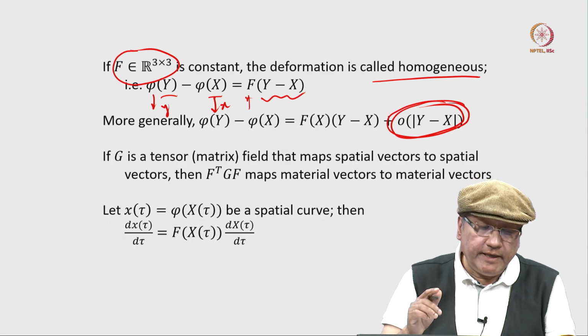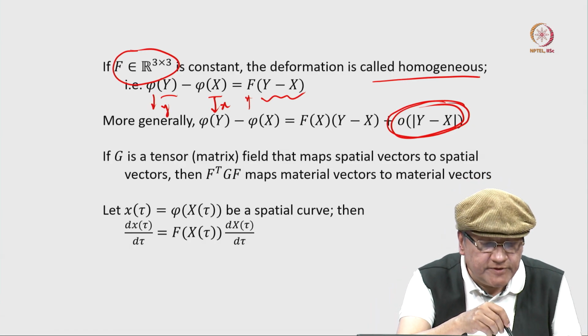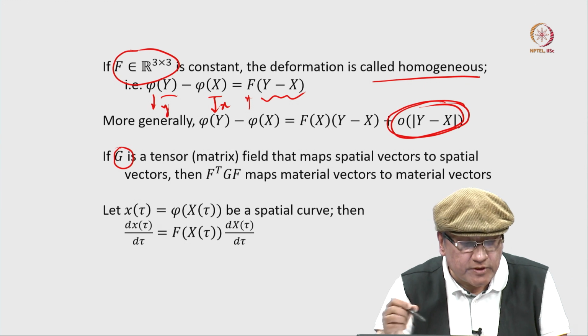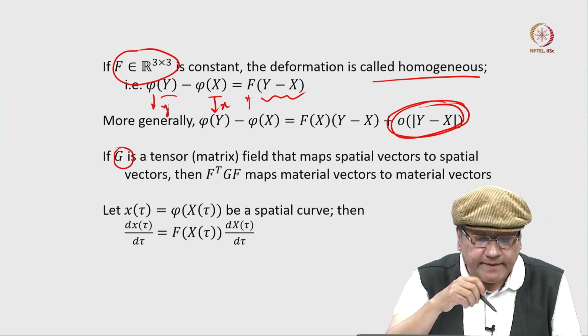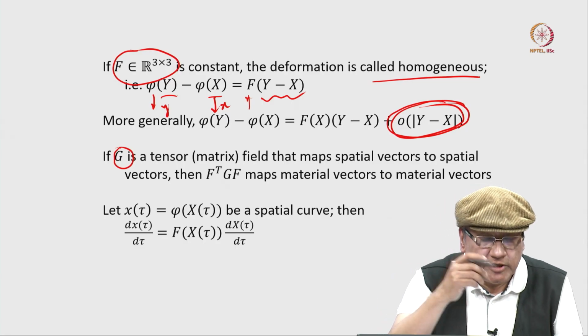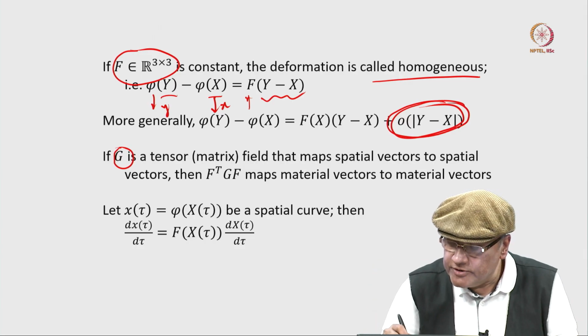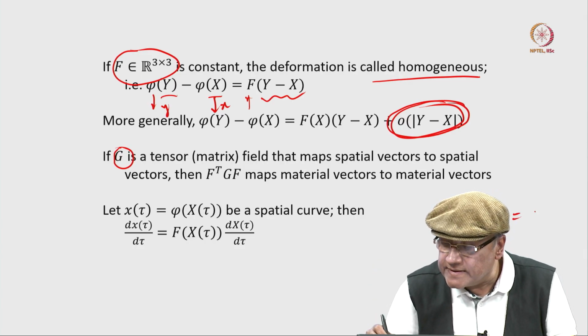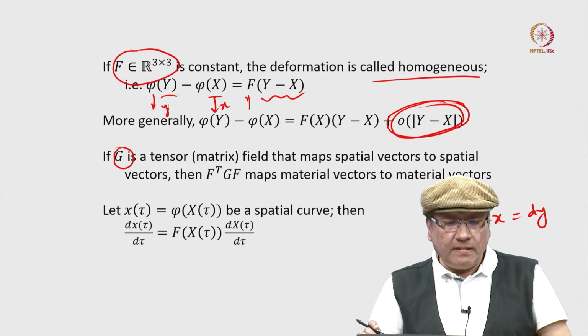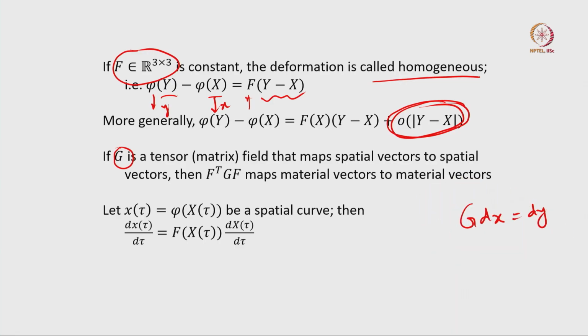Now, think of G to be a matrix field, we also call it a tensor field, that maps spatial vectors to spatial vectors. So, you apply G to one spatial vector, let us say G d small x, you will get something like dy, another spatial vector. Because F maps material vectors to spatial vectors, we already saw that, F transpose G F maps material vectors to material vectors.